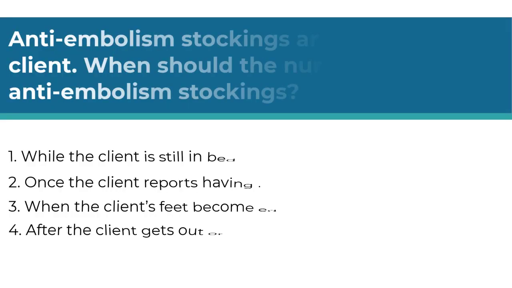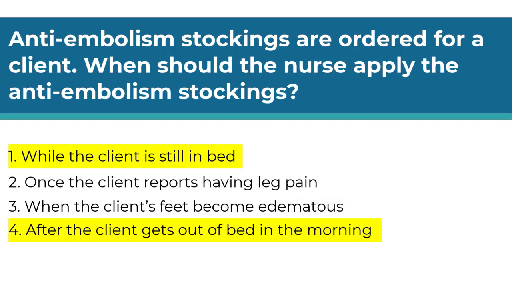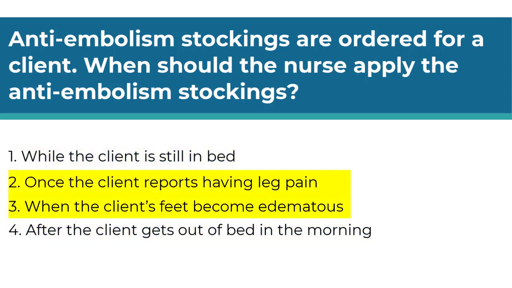Here's our first example. In this question, options 1 and 4 are opposites. Examine these options first. They are contrary to each other in relation to before or after an event, which is getting out of bed. Now assess options 2 and 3.